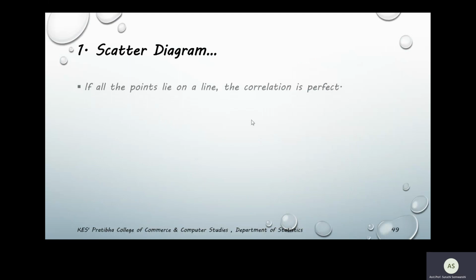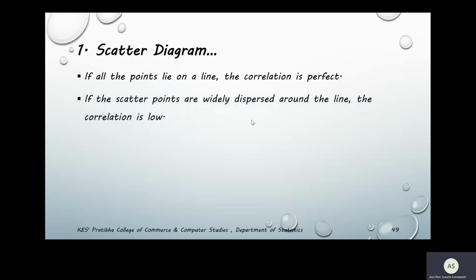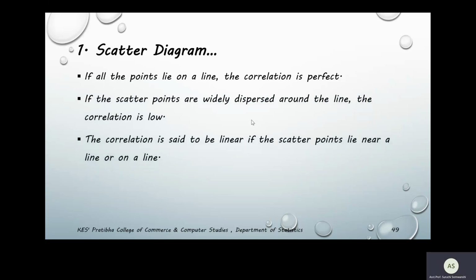In the scatter diagram, if all the points lie on a line, the correlation is perfect. If the scatter points are widely dispersed around the line, then the correlation is low. The correlation is said to be linear if the scatter points lie near a line or on a line. We are going to see these interpretations in a proper scatter plot diagram.